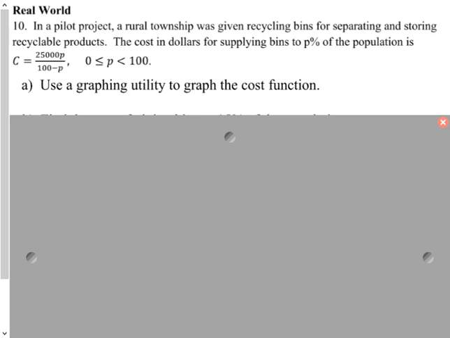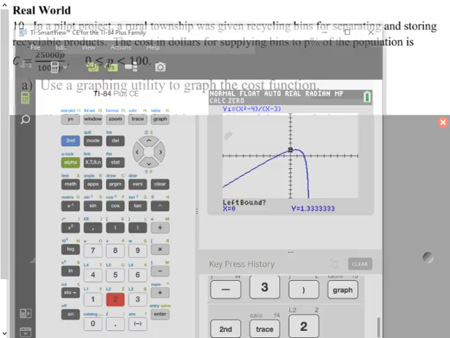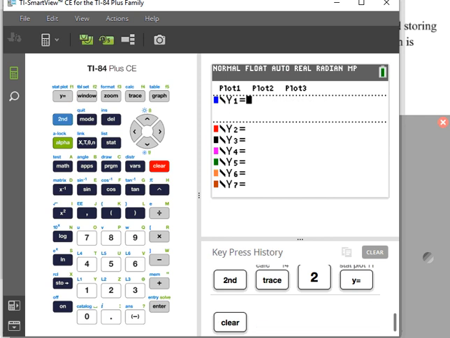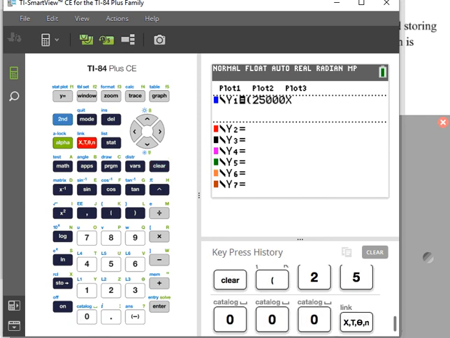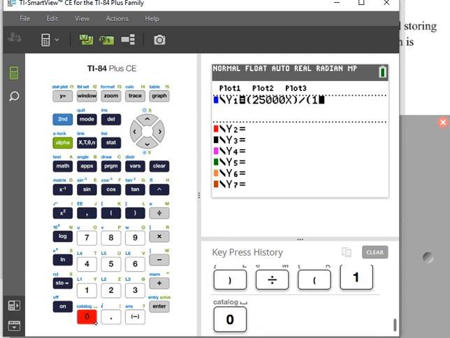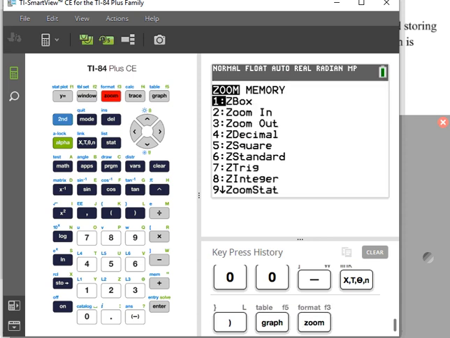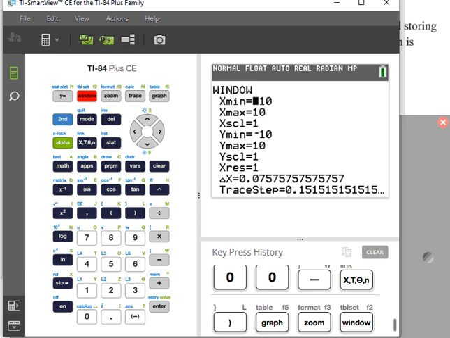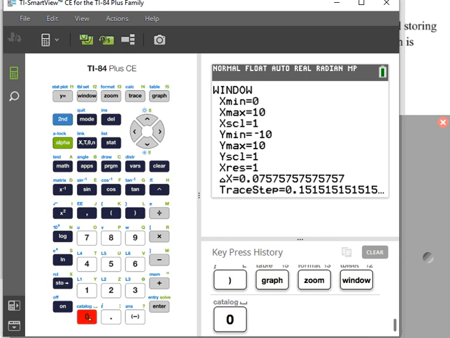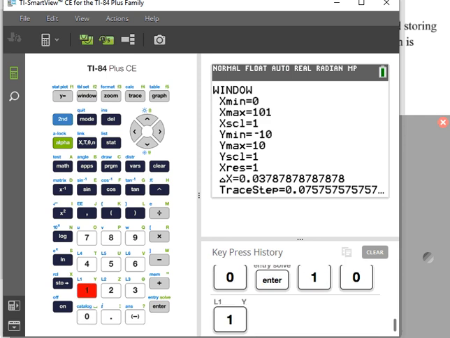It says use a graphing utility to graph the cost function. So plugging it into our graph here, we've got parentheses, 25,000 x divided by 100 minus x. And when we graph it, you'll notice we don't have enough graph space here. We don't see much, right? So we need to zoom out, or you can make your own window. Our minimum x value, we're going to go 0 to 101 just so we can see the whole graph.